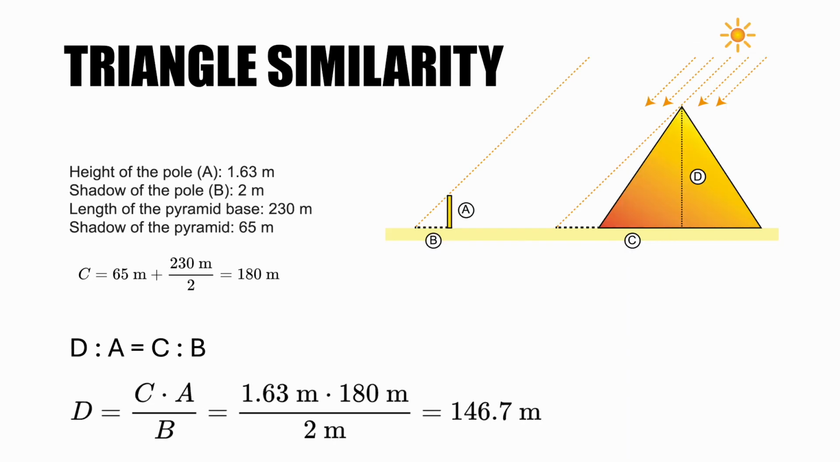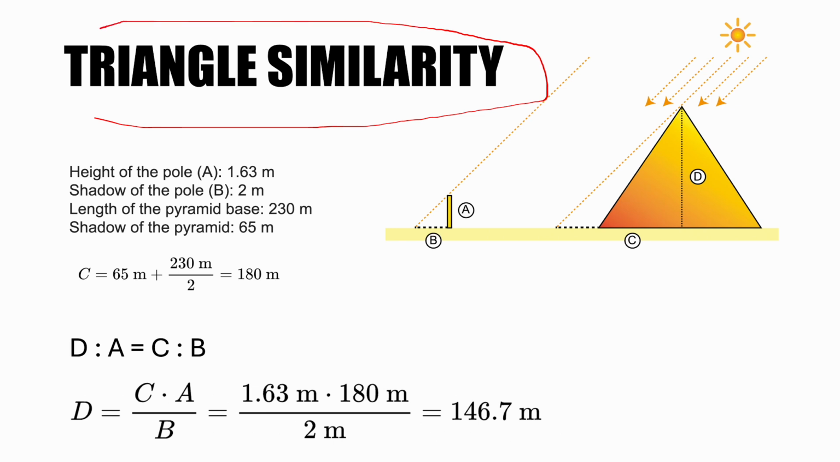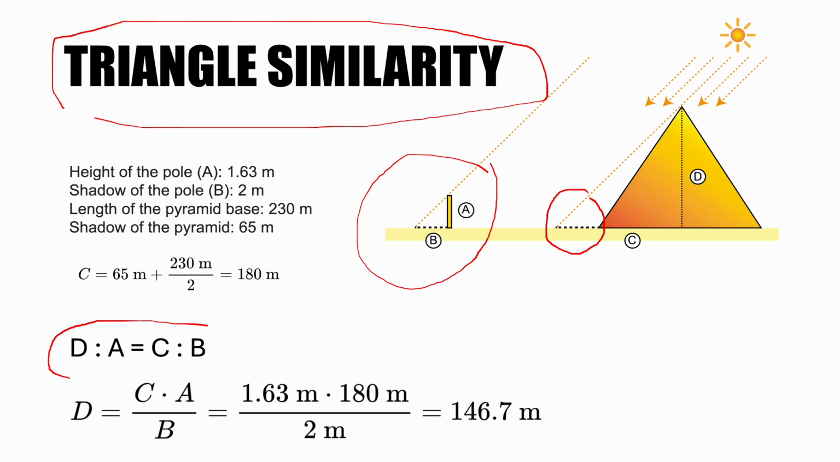He could also have used triangle similarity if he was aware of it. There was no need to move the pole from this place to this place. The triangle similarity theorem says that if two triangles are similar, then their ratios are also the same. So the same thing, d by a is equal to c by b, and with triangle similarity also he could have got the same height of the pyramid, 146.7.